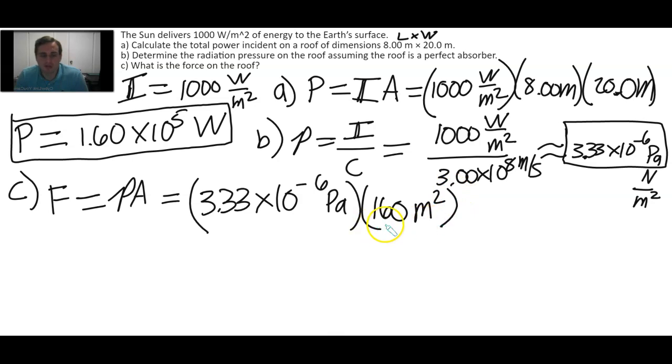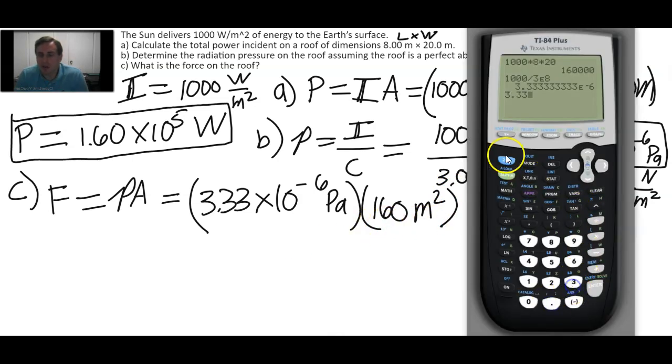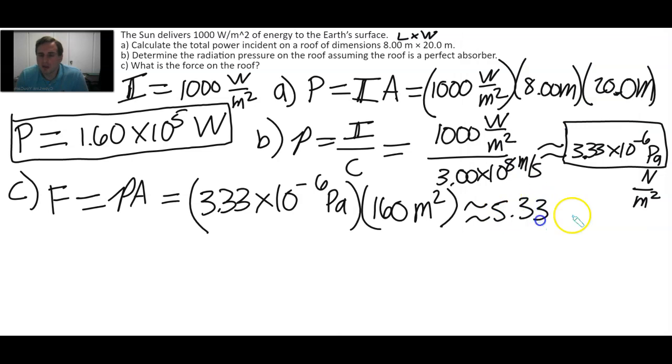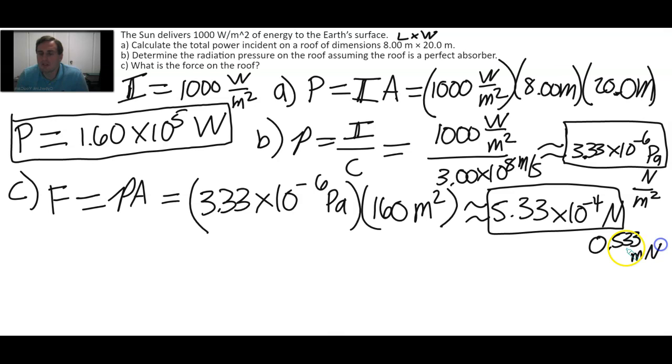All right, so let's multiply those. For our final calculation of this problem, 3.33 times 10 to the minus 6th times 160. Okay, so 5.33 times 10 to the minus 4, and that would be newtons. So that's like 0.533 millinewtons. That's a pretty small force. There is force on the solar collectors on a roof that's, let's say, got solar panels on it, but the force is very small and the pressure is very small, despite the power being delivered being quite large. Okay, so just kind of keep that in mind.